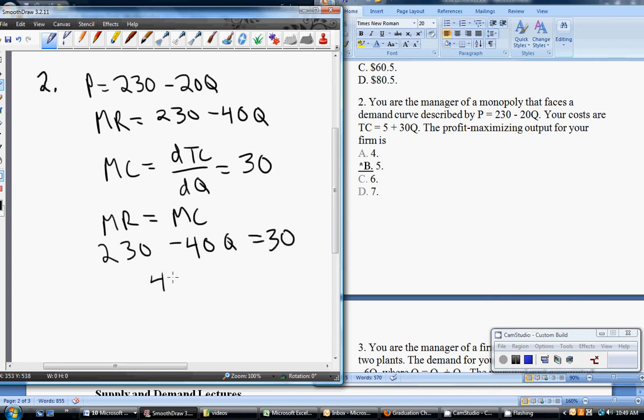So we get 40Q equals 200. This firm wants to produce 5 units of output in order to maximize profits.